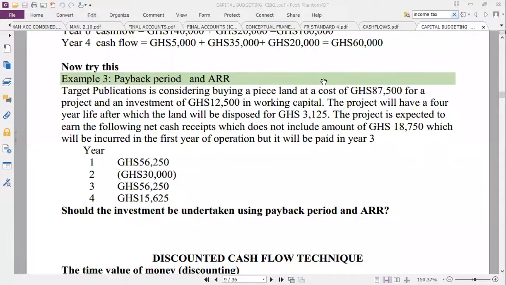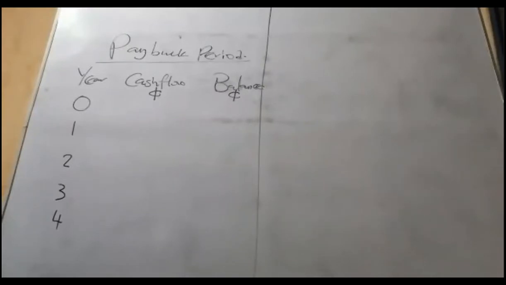Now with year one, we normally, let's start from the year 0. Year 0 means now, and usually that is where you have to pay the capital cost of the project. The capital cost is 87,500 for a project, and an investment of 12,500 in working capital. So it means that the cash flow for year 0 will be the addition of these two, 87,500 plus the working capital.